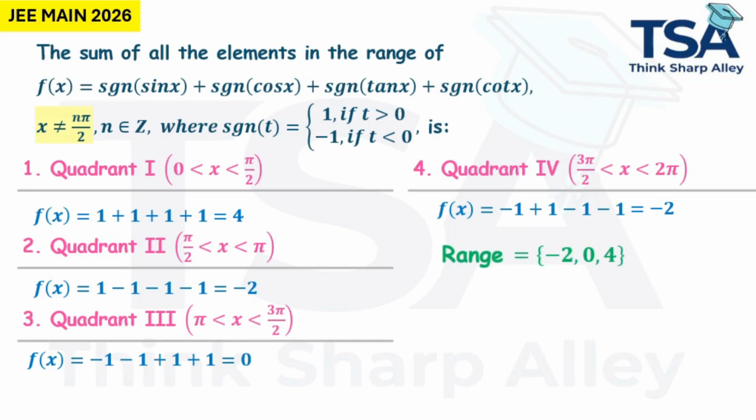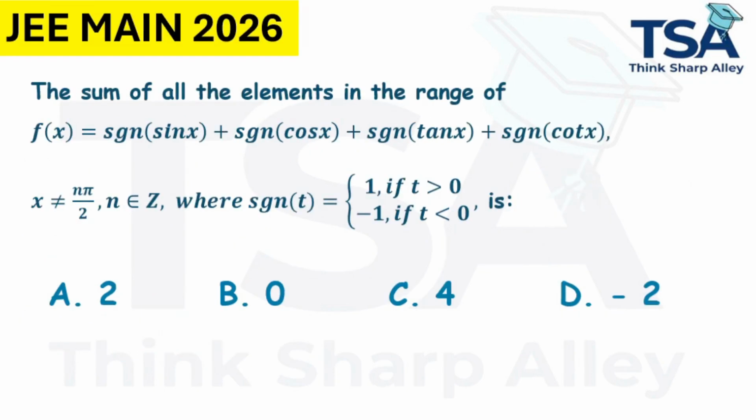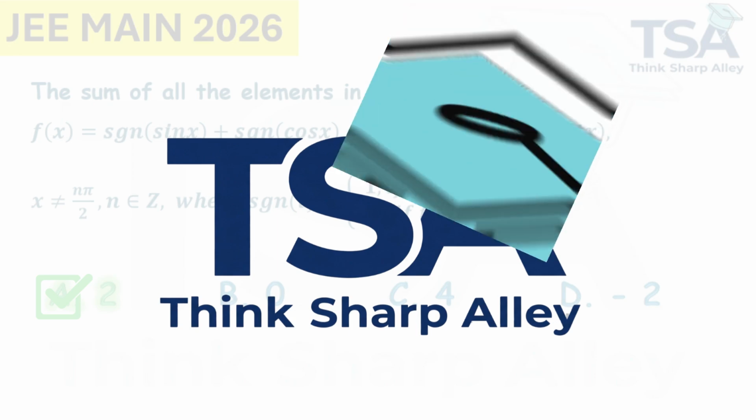Now the question doesn't ask for the range itself, it asks for the sum of the elements in that range. So adding them up gives us -2 plus 0 plus 4, which is equal to 2. So just like that, for this question, option A is your winner without a single line of heavy algebra. Don't let multi-concept notions scare you. Break it down by visual zones and boundaries instead.